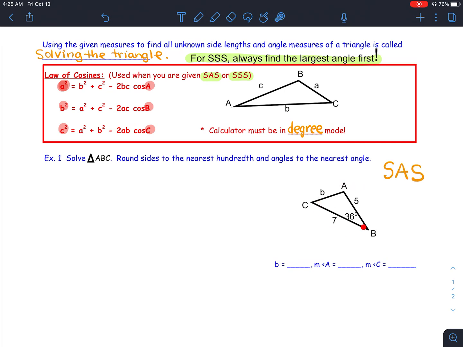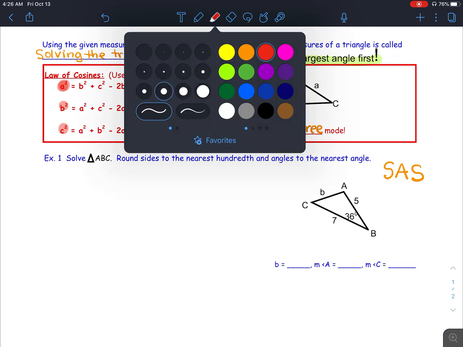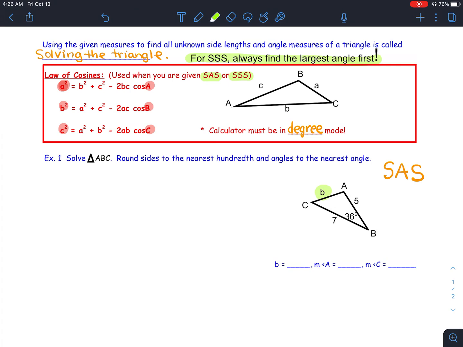Now you can tell by looking at this that the law of sines is not going to work for us here, because the law of sines requires you to know an angle, and you also have to know the side opposite that angle. And we are not given any of those pairings. And so that's where the law of cosines comes in. With this particular situation, side angle side, you want to focus on the one angle that you're given. Angle B is 36 degrees. Now, if angle B is 36 degrees, then we're going to try to find side b first.